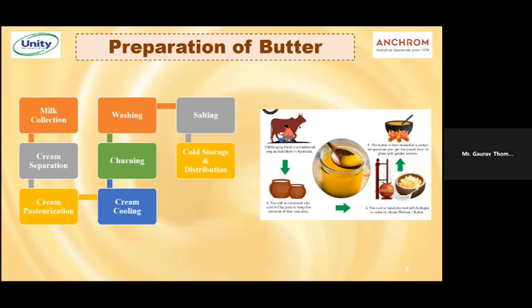Churning is the process in which the cooled cream, which still has some amount of water or moisture in it, is agitated. While churning, the fat globules that are there in the cream get accumulated. The cream we start to churn is at some room temperature, so again, the water starts separating from it.